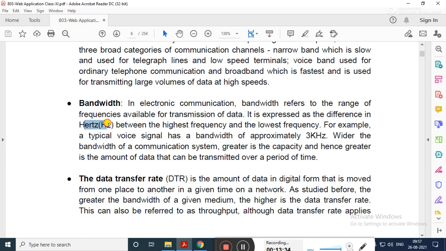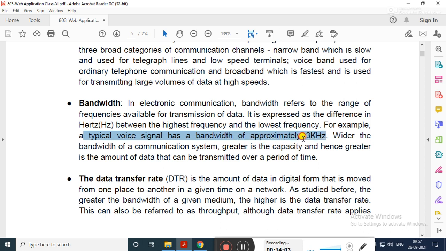It is expressed as the difference between the highest frequency and the lowest frequency, and the unit is hertz, represented by capital H and small z. If you have a science background and know the sound chapter in physics, you know that frequency and periodic time have the unit hertz. For example, a typical voice signal has a bandwidth of approximately 3 kilohertz. Always remember this, it is important.